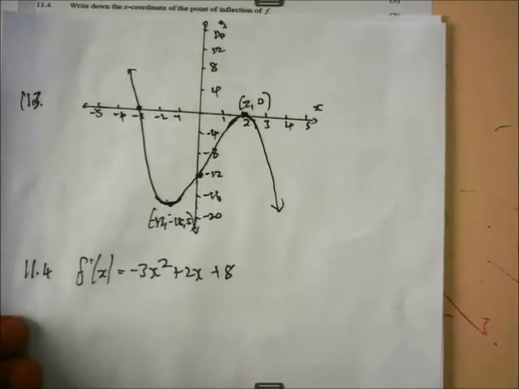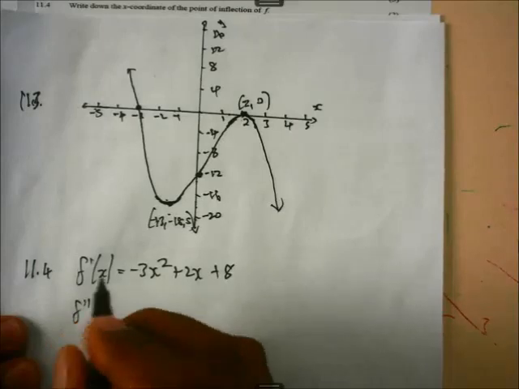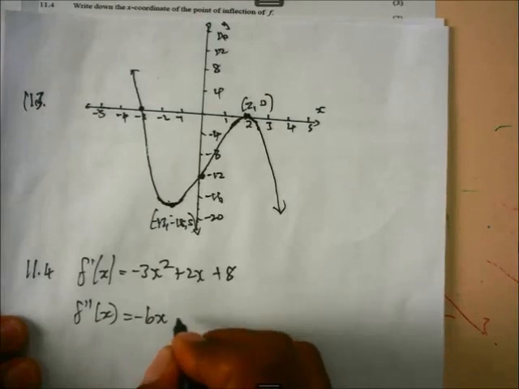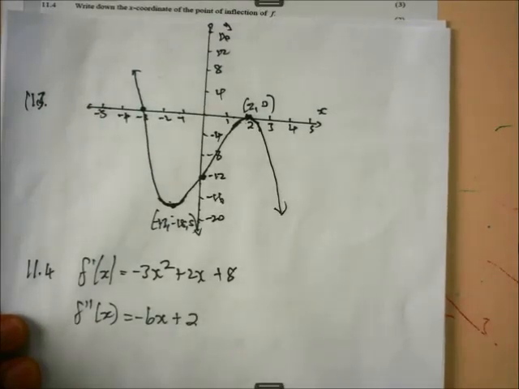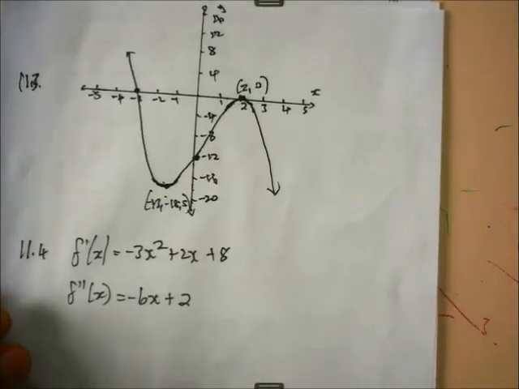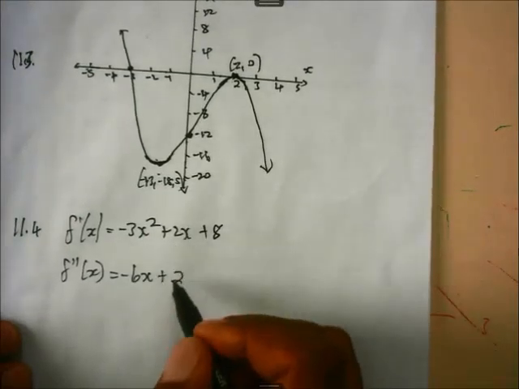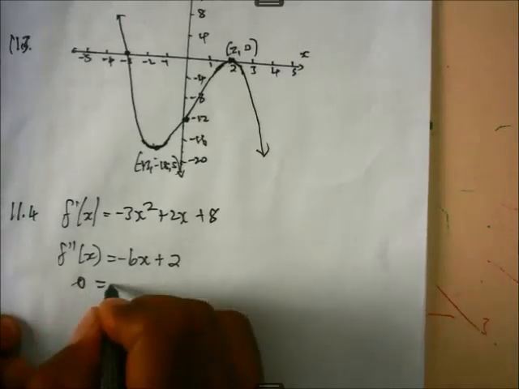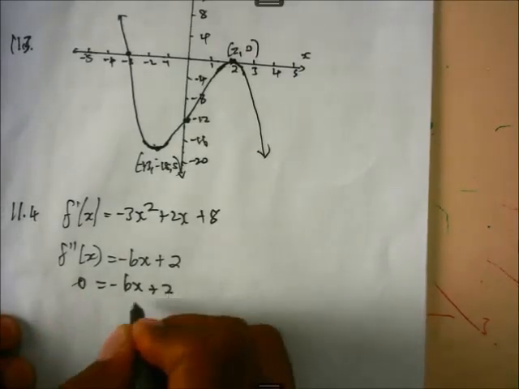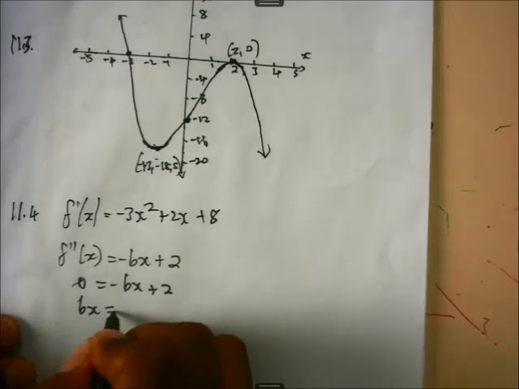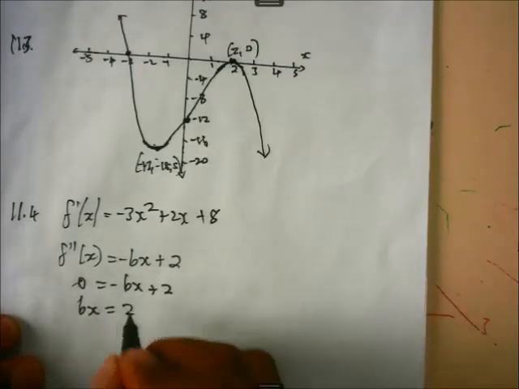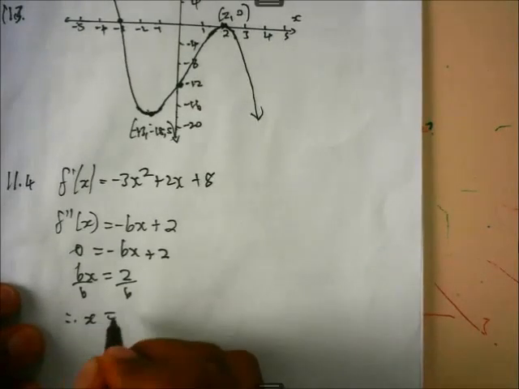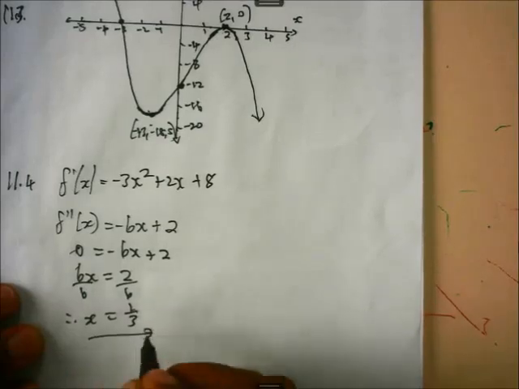Now let us find the second derivative. Of course, f double prime of x is equal to minus 6x plus 2, because you just take 2 multiplied by minus 3, which is minus 6, then the derivative of 2x is a positive 2. Then you let it be 0, so 0 is equal to minus 6x plus 2. Take 6x to the other side: positive 6x is equal to 2. Then I divide by 6 on both sides. Therefore, x is equal to 1 divided by 3.